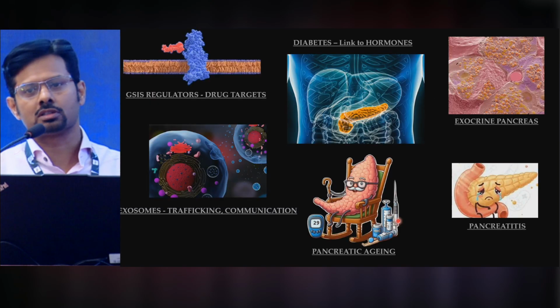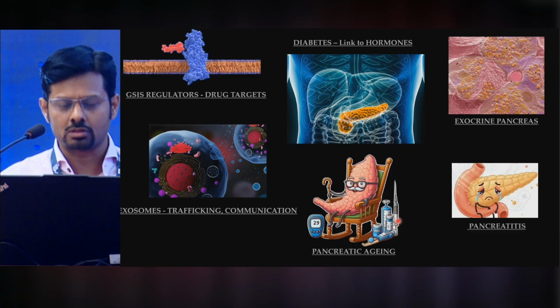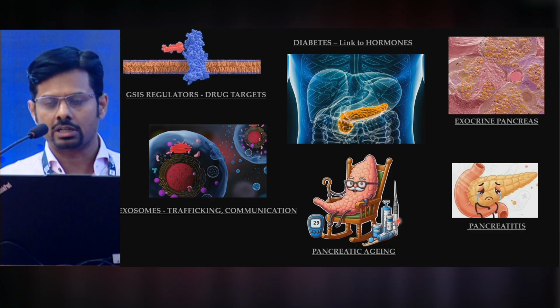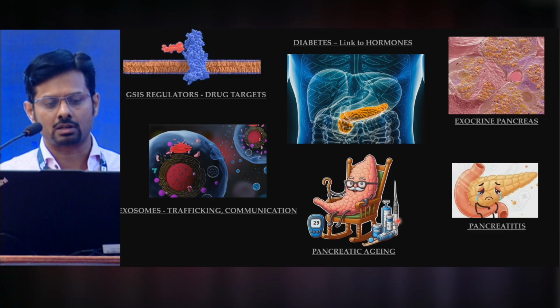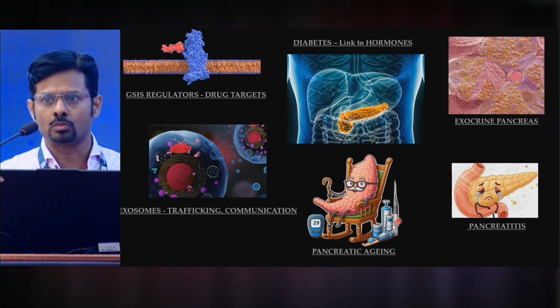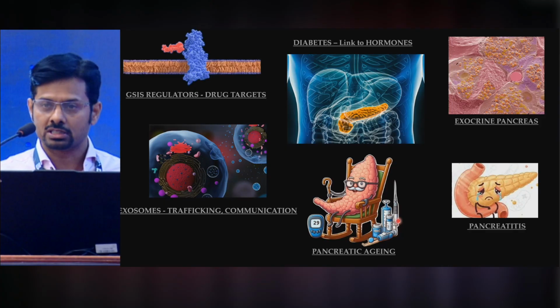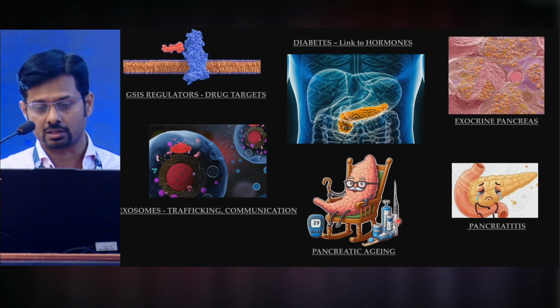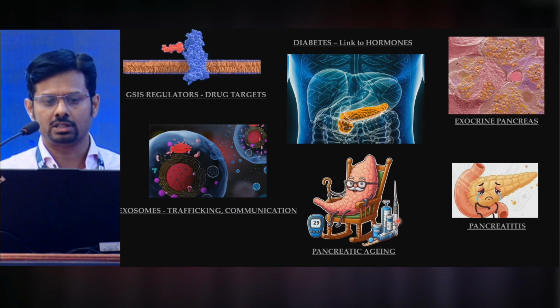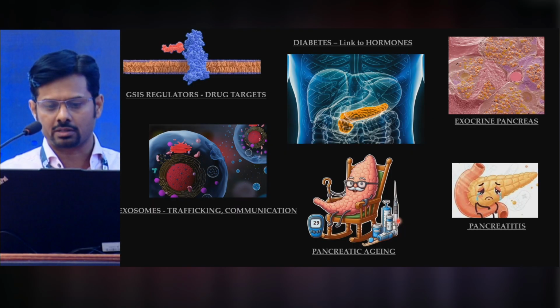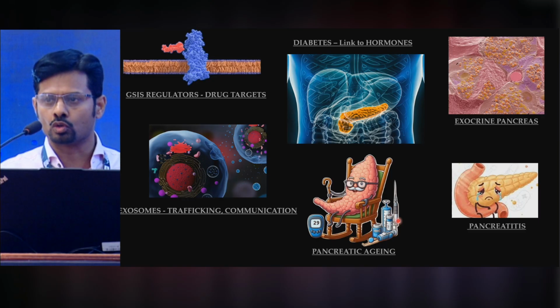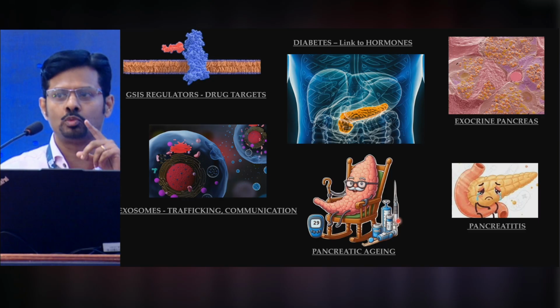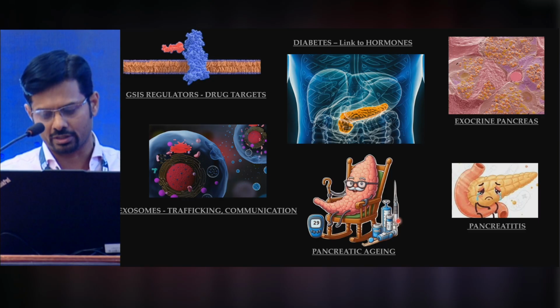Our lab focuses not only on this, but on a lot of other things as well. We study G protein coupled receptors and drug targets. We study exosomes, which I'm going to touch upon a little bit. We study pancreatic aging, pancreatitis, and the exocrine pancreas. Some of these parts, with exosome secretion, exocrine pancreas, pancreatitis, and also glucose-stimulated insulin secretion, will have talks tomorrow from my students who are all there in the audience.